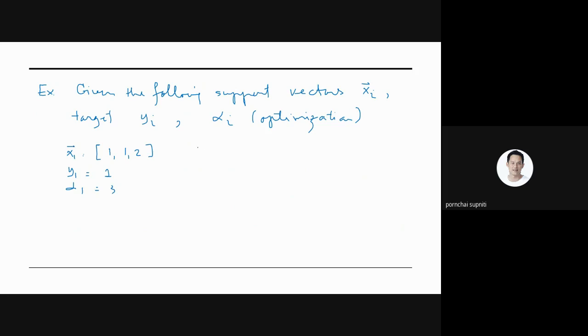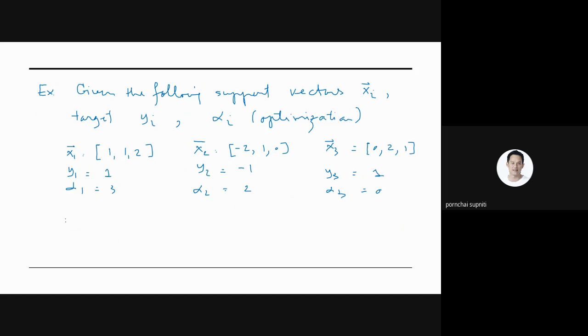Okay. And then for the second support vector, let's say it is -2, 1, 0. Y2 is class negative, which is -1. And alpha 2 is 2. And x3, the third support vector, is 0, 2, 1. Y3 is equal to 1. And alpha 3 is equal to 0. Okay. So given these values, we can find the weight.